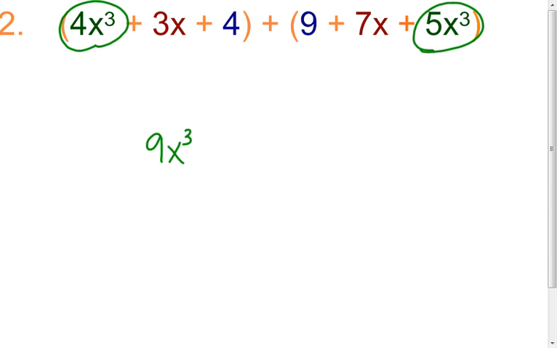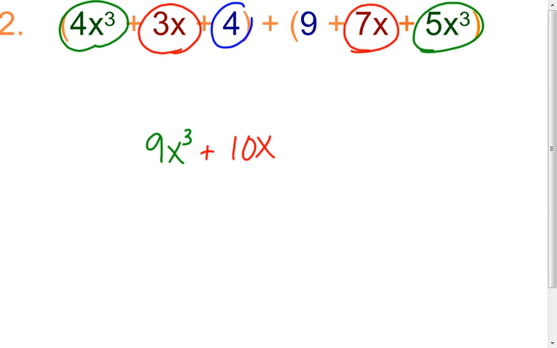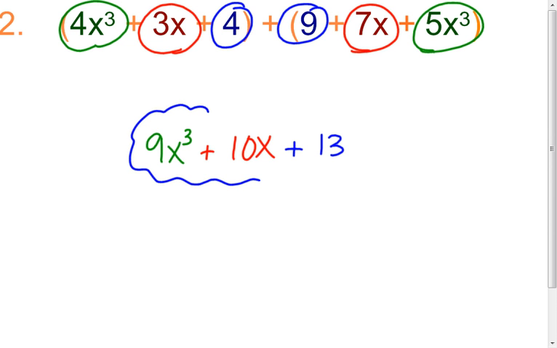Then I would look for any x squareds. I don't have any x squareds here, so technically I have 0 x squareds. I do not need to write that, but I do have 0 x squareds. And then I would have 7x and 3x, so 7x plus 3x makes 10x. And then I have 4 plus 9, which makes positive 13. So here's my answer. I can't combine an x cubed with an x or an x cubed with a 13 or anything like that, so this is all that I can do.